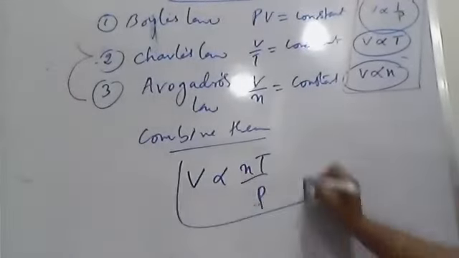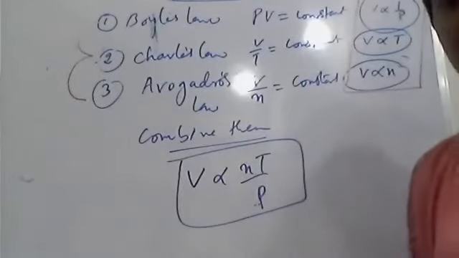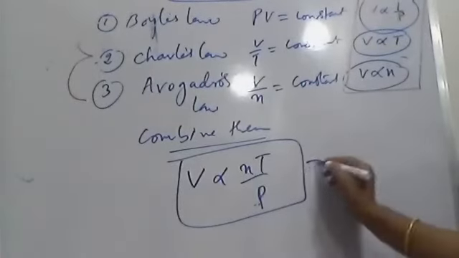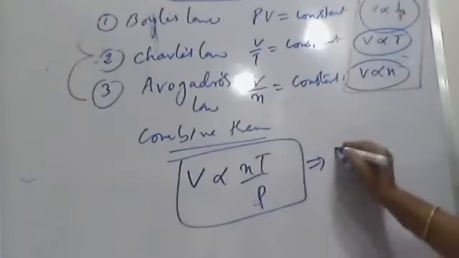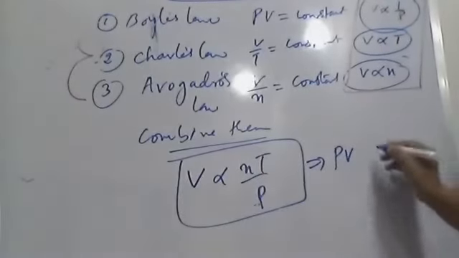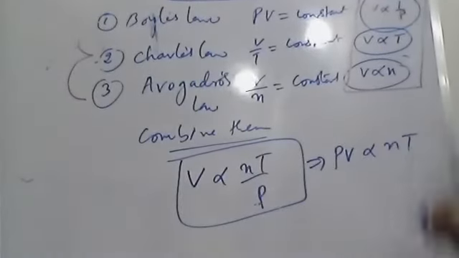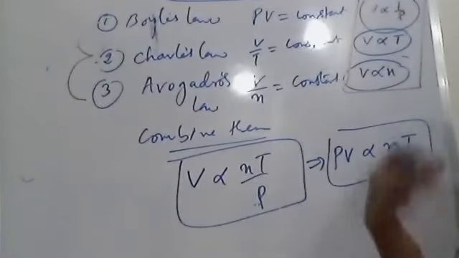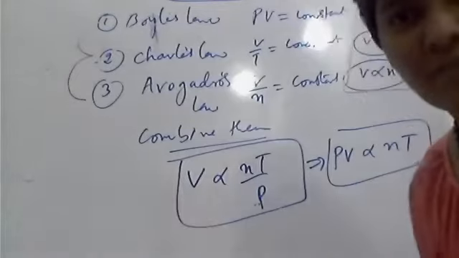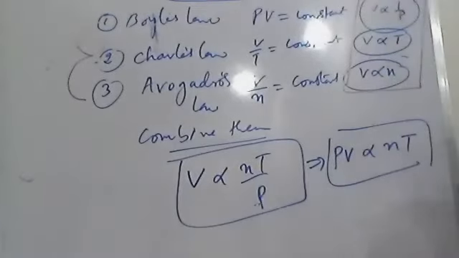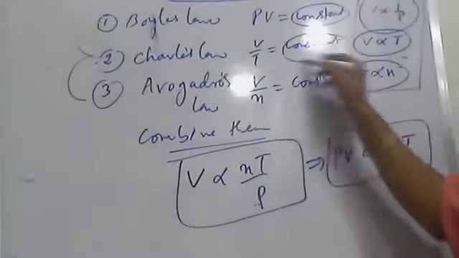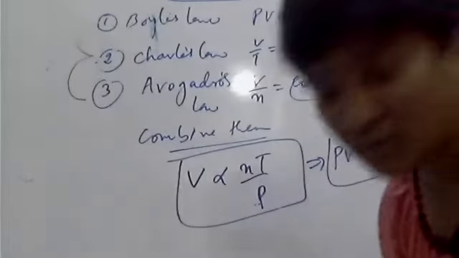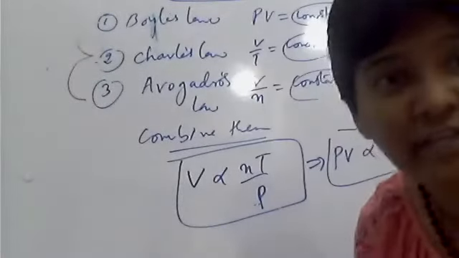Yes or not? Yes. Then we can write it like this. Bring this P there: PV proportional to nT. Then I don't want to see this proportionality sign. Replace it with a constant. Generally, what constant do we use? Generally, we use K. This time, we'll use some variety of constant.